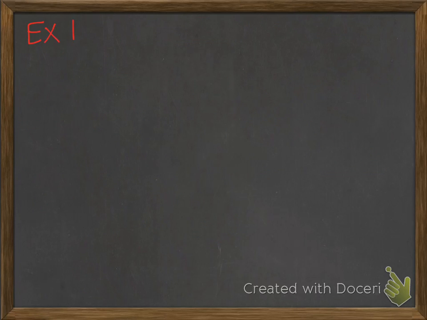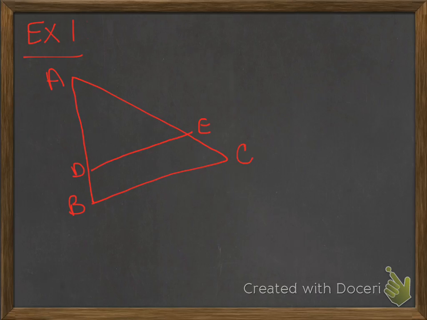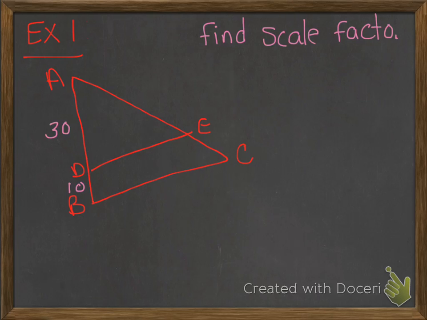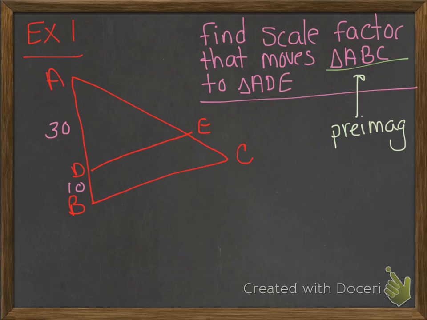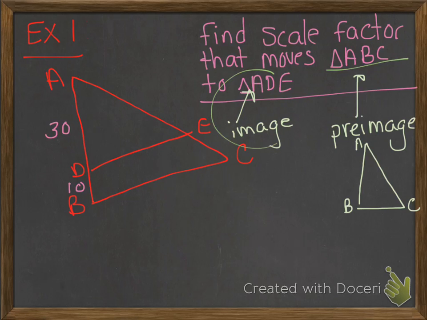All right. So here's our first example. I'm going to use this picture to find the scale factor of the dilation. And my dilation is going to be from moving ABC to ADE. So I know that ABC is going to be what I'm starting with. That's my pre-image. And I'm moving that to ADE, which is going to be my image. All right, so these are the two pictures we're looking at. We're looking at ABC and ADE.